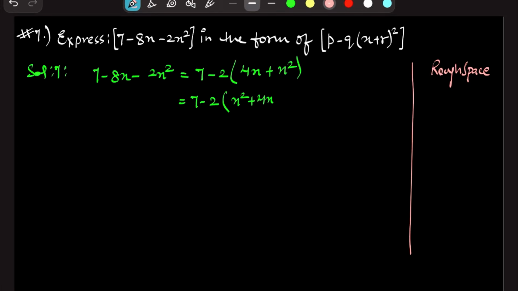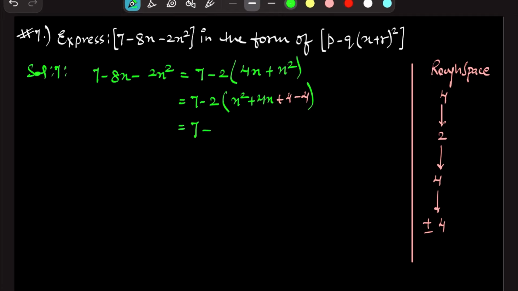In this rough space, I am again taking the coefficient of x, that is 4. I will half it, I will square it, and then I will add and subtract it. So I will write plus 4x and minus 4. So I have written plus 4 and minus 4, brackets closed, right? In the next step, I'm going to get 2 minus 2, and the first three terms again give you the value of x plus 2 whole square. Minus 4 is still the same.